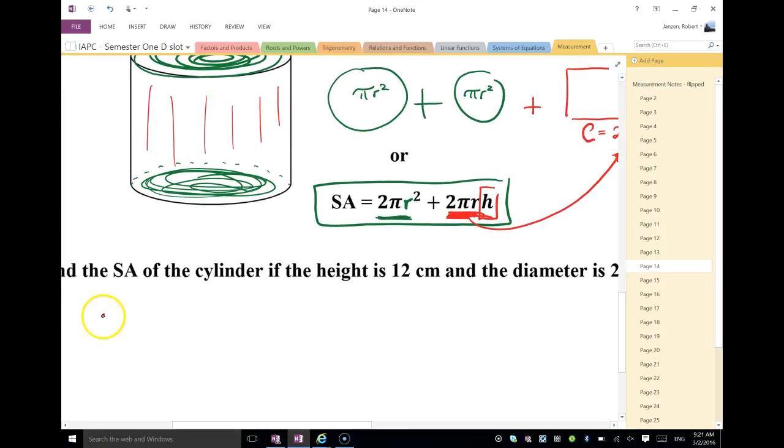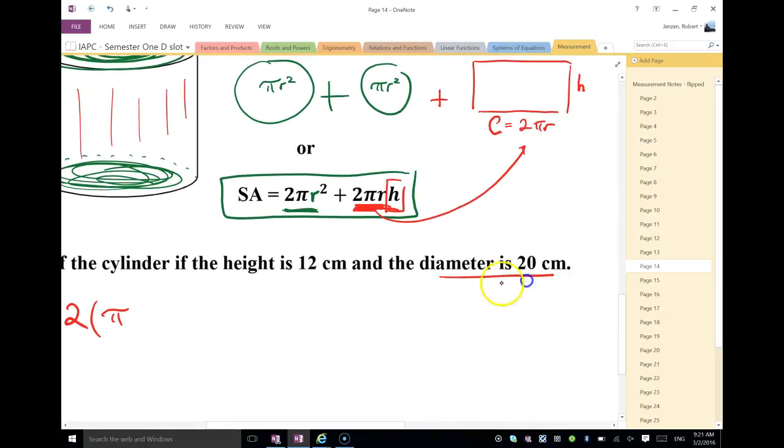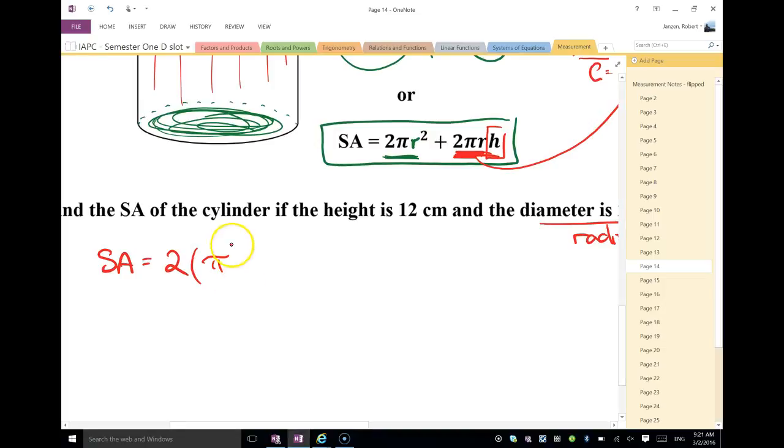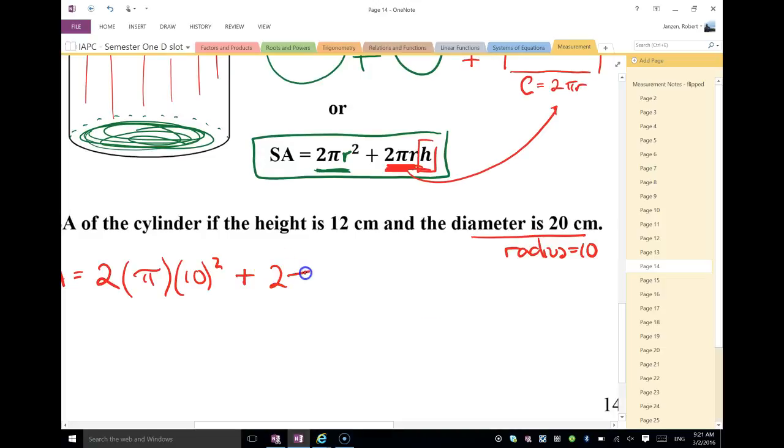Okay, so let's find the surface area of this cylinder. We're going to have two circles: 2 times pi times radius. If the diameter is 20, the radius is 10, right? Radius is half the diameter. So 2 pi radius squared, those are your two circles, plus 2 pi radius, that's the circumference of the circle, times the height. The height is 12.